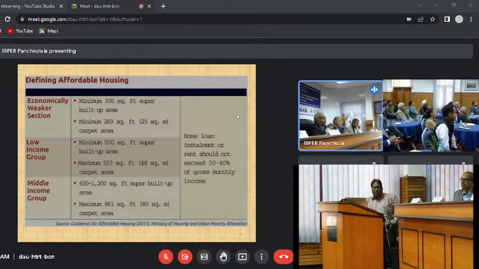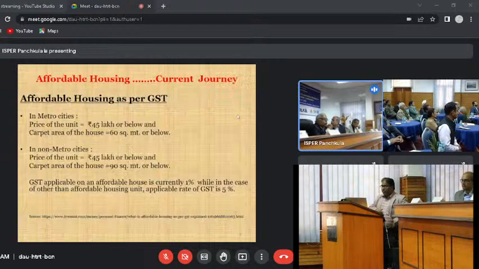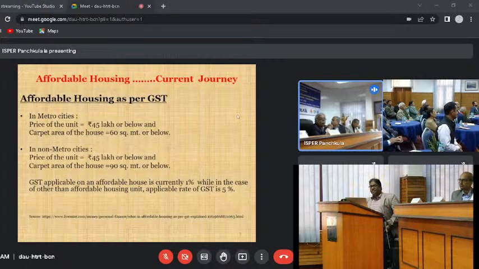Now, these are the guidelines prepared by the ministry in 2011 on how the EWS, LIG, and MIG can do that. Here you can also find super built-up area used. Carpet area has been used. And these are the criteria nowadays to define affordable housing. Apart from this, let us take it in GST terms. Now we have become much more familiar with GST. Just have a look here.